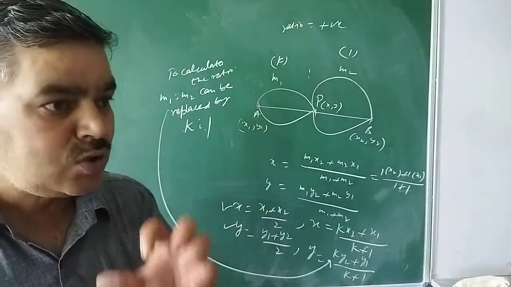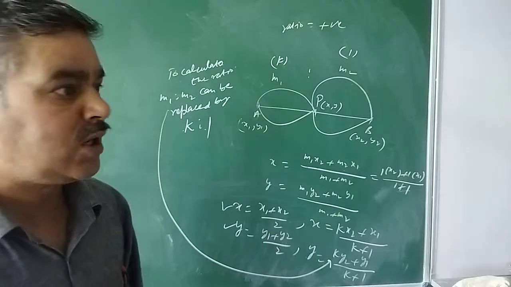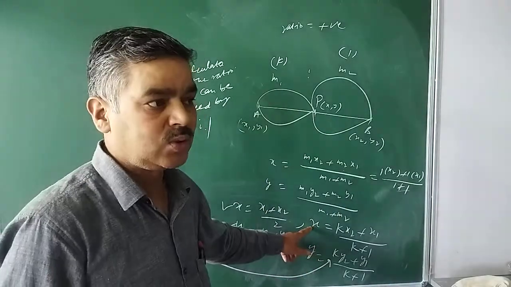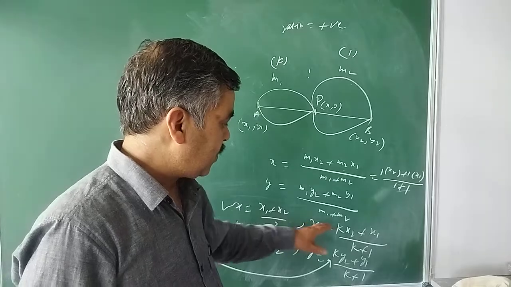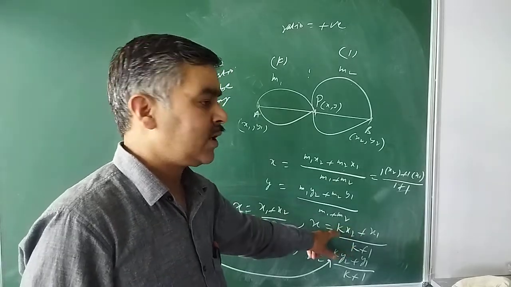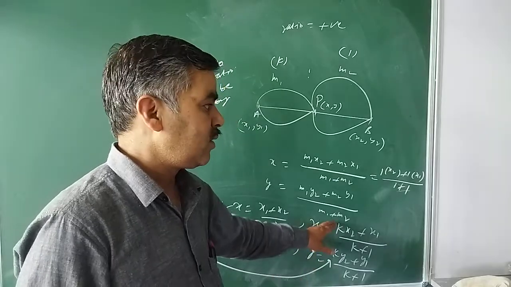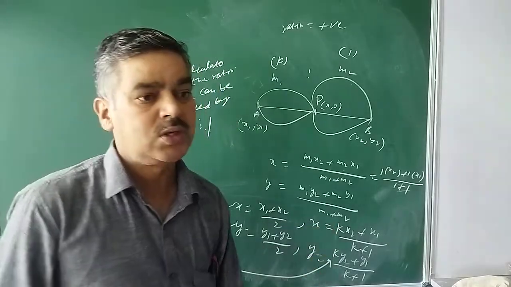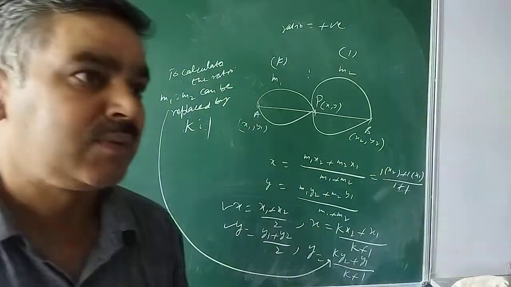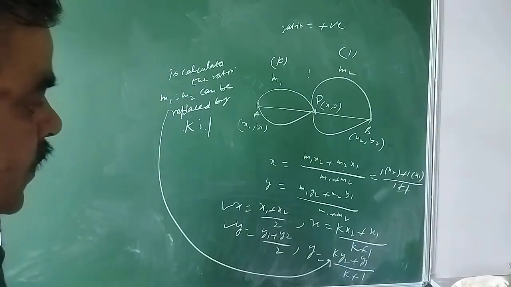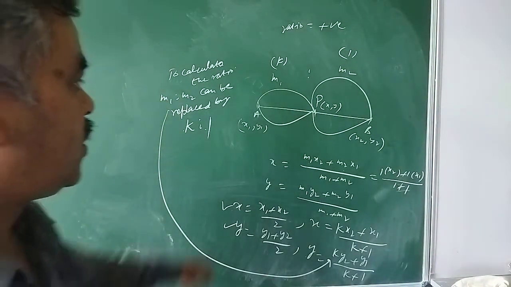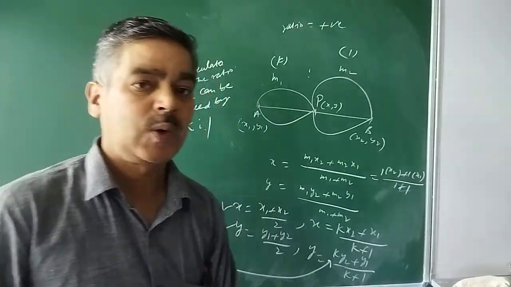But if you need to prove whether the points are collinear, then you need to find the x also. And then by putting that x, you need to calculate k for this x also and for this y also. And you will find that k for both these equations will remain the same. And if it happens, that means the points are collinear. A, P and B are collinear.